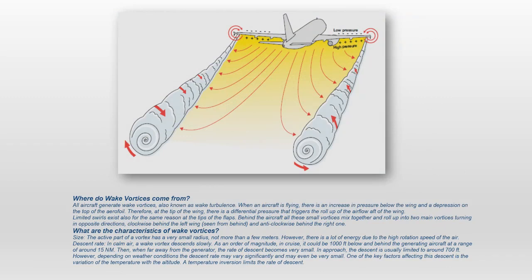Where do wake vortices come from? All aircraft generate wake vortices, also known as wake turbulence. When an aircraft is flying, there is an increase in pressure below the wing and a depression on the top of the aerofoil. Therefore, at the tip of the wing, there is a differential pressure that triggers the roll-up of the airflow aft of the wing. Limited swirls exist also for the same reason at the tips of the flaps. Behind the aircraft, all these small vortices mix together and roll up into two main vortices turning in opposite directions, clockwise behind the left wing, seen from behind, and anti-clockwise behind the right one.